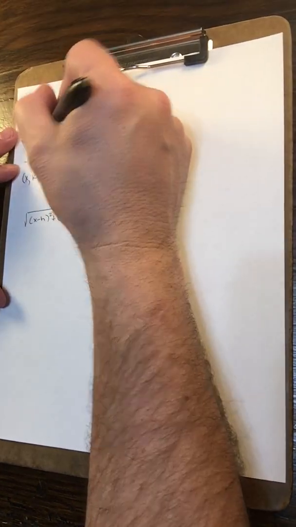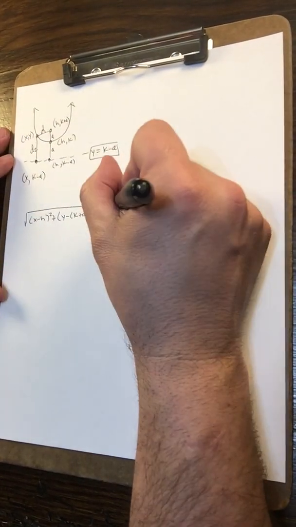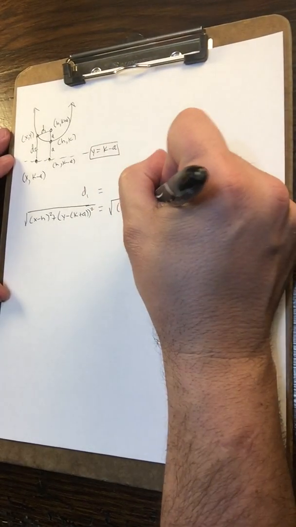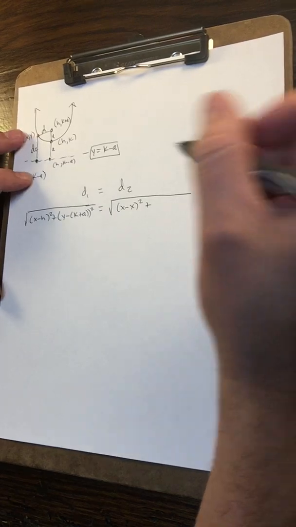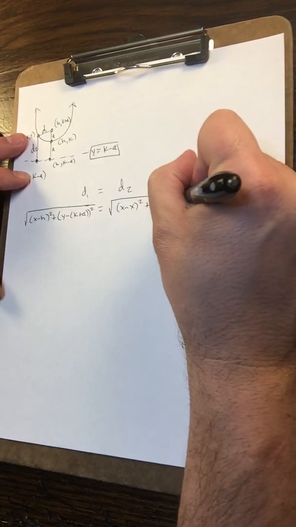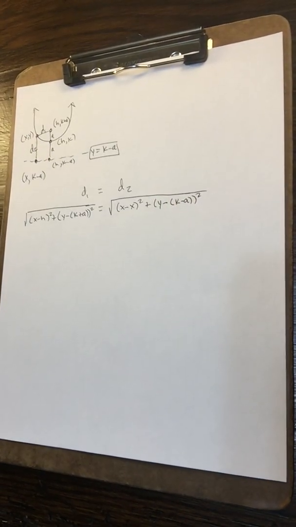Now I'm going to do this distance down here for D2. It's a big square root. And I'll go X minus X squared. And we just talked about that a second ago. That one actually becomes 0 and disappears. And then it'll be Y minus, in parentheses, K minus A. And that gets squared.